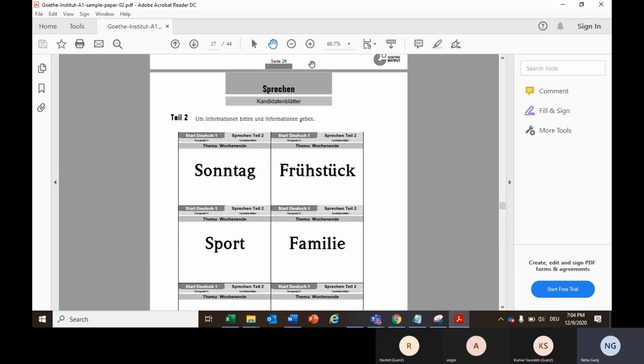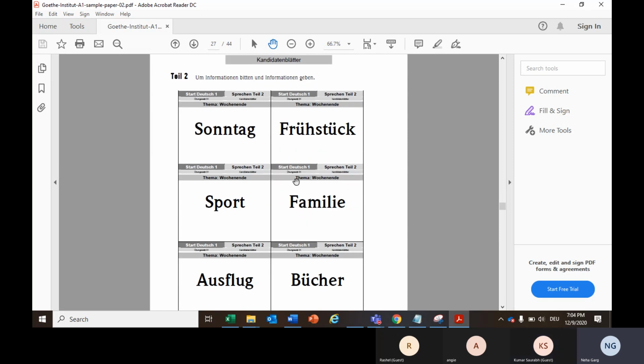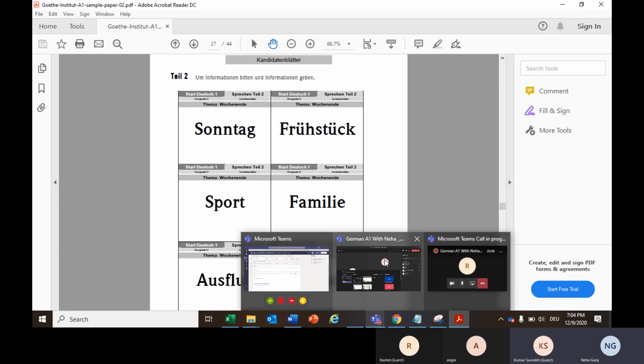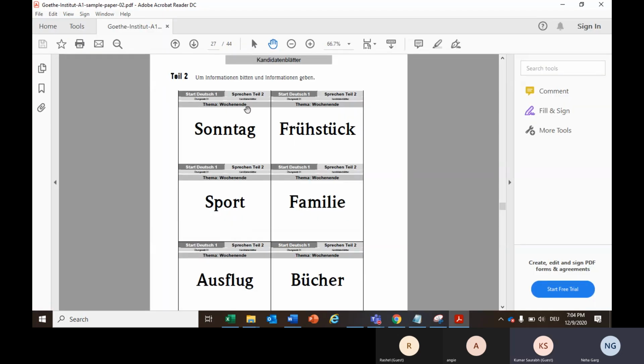Now in Teil 2, there will be two parts, and each candidate will have to make at least six sentences. In the first three sentences, you have to just give information or ask a question to your partner in the group. And then in the second section of Teil 2, you have to communicate in a way so that the other person can respond.